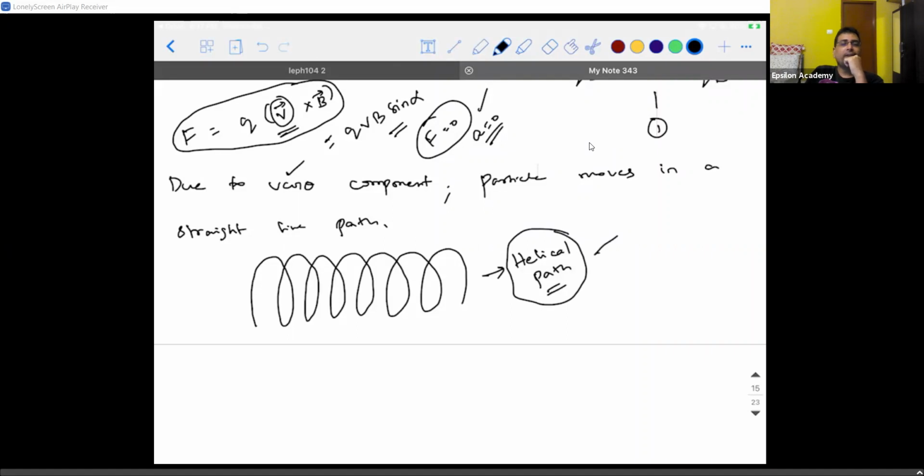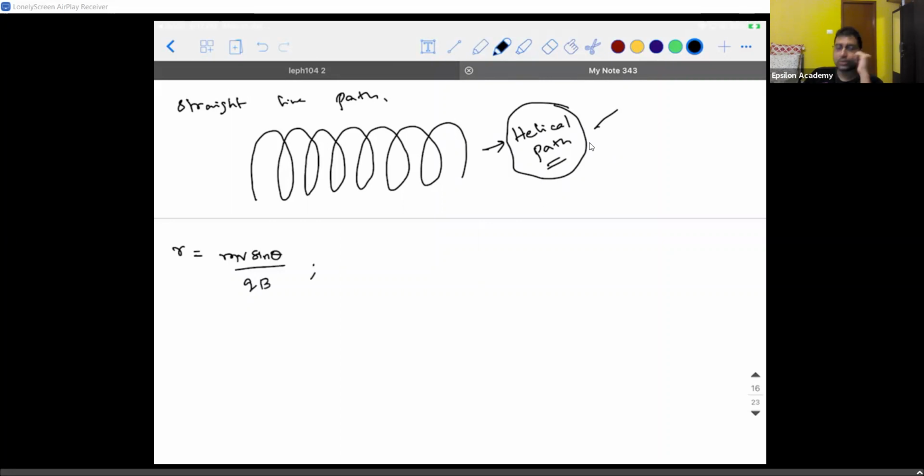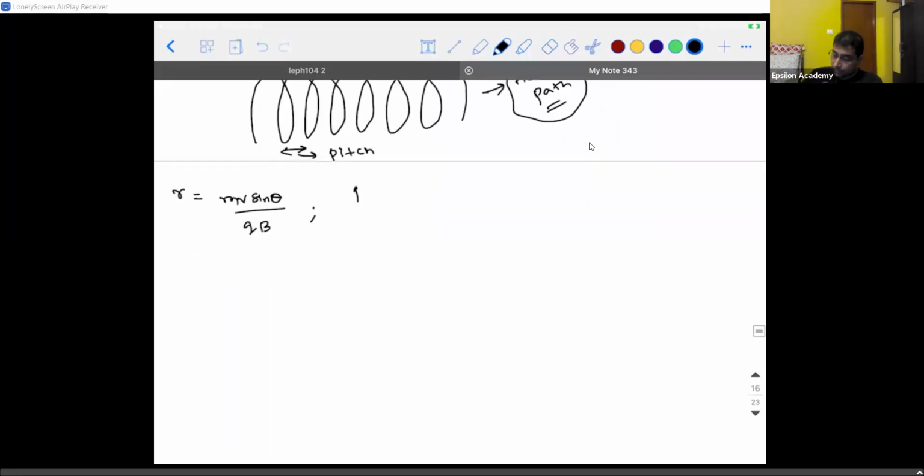So it is going to be a helical path. Here, two important points to be noted: radius is m v sin theta divided by q B, and this horizontal distance that exists is what is called pitch. Means the horizontal distance that is going to exist between two subsequent spiral parts is what we call pitch.